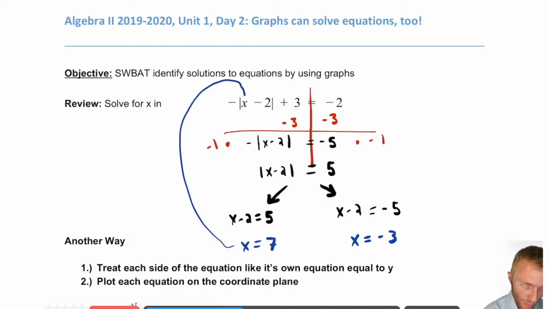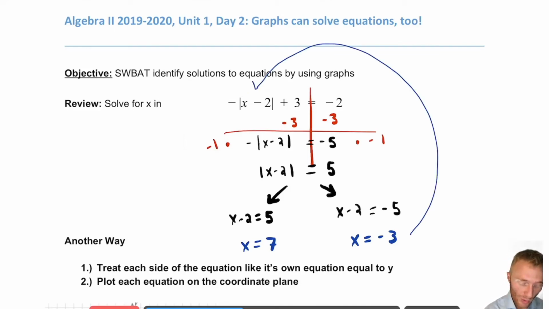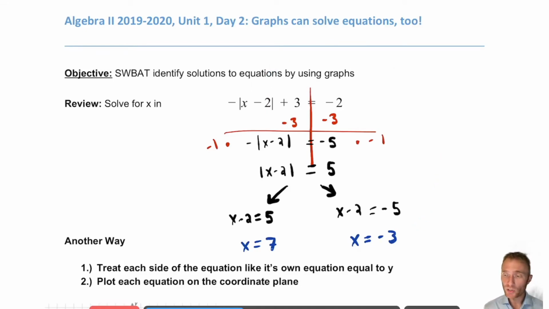So just talking through it quick, solution means makes it true. If we take that 7 and we plug it in, 7 minus 2 is 5. The absolute value keeps it 5. The negative makes it a negative 5. Plus 3 is negative 2. So my 7 works. Really quickly, let's check. Does the negative 3 work? Negative 3 minus 2 is negative 5. So the absolute value will make it positive 5. See how that split is making the same thing happen in both cases. Negative 5 plus 3 is negative 2. So both of those work, we're good to go.